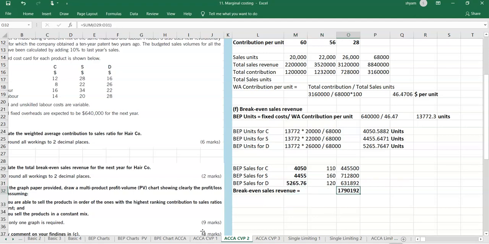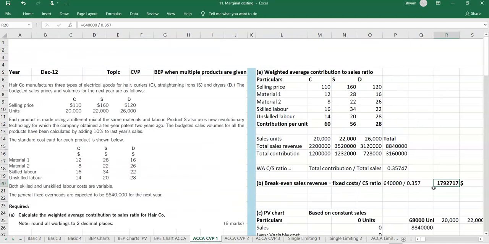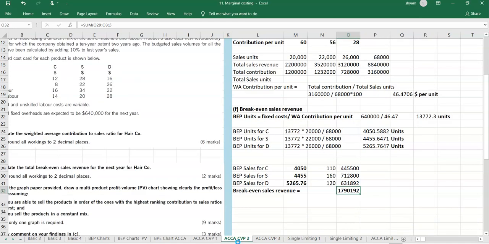The answer is 1790192. It's like a 2000 difference. Again, it's some small rounding here and there. So what we have done, we will just summarize.